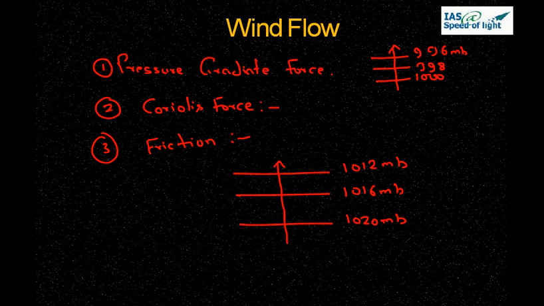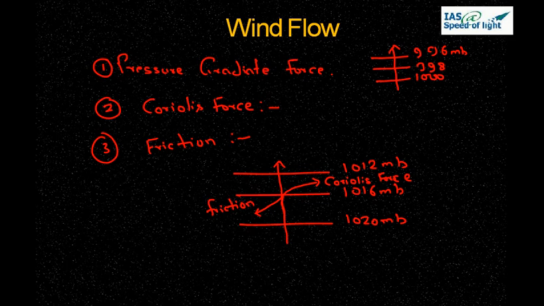Now the second force is the Coriolis force. Suppose this is in the northern hemisphere, so the wind will drift to its right. Wind will drift to its right because of Coriolis force. And there would be a friction force which will move it backwards. So this is the friction force.